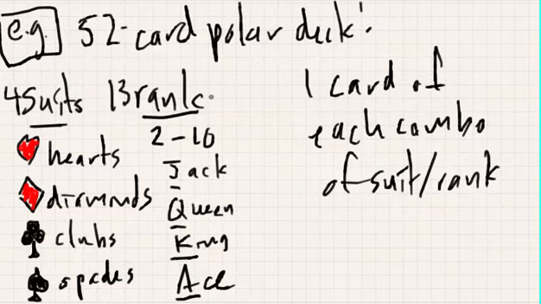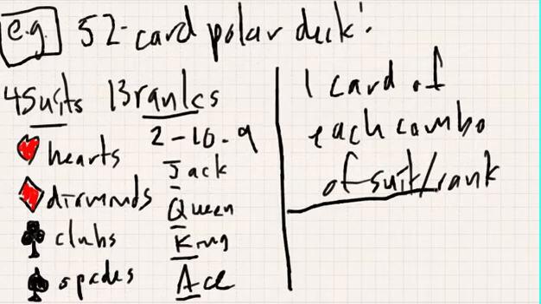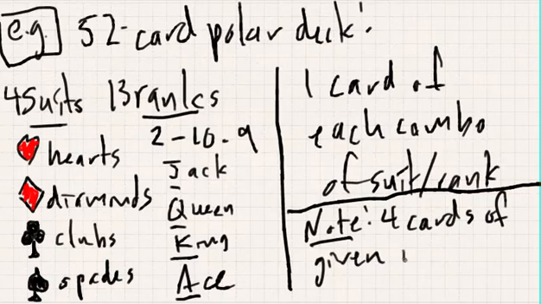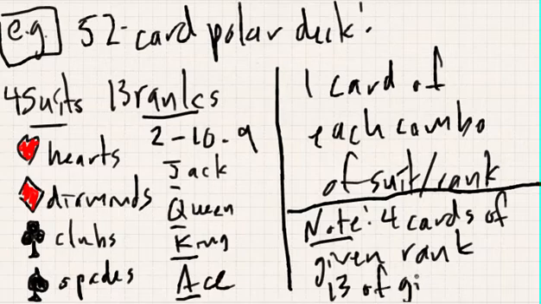and there are 13 total ranks, because there are 9 numbers between 2 and 10, and then 10, 11, 12, 13 total ranks. And let me just make this note. There are going to be 4 cards of a given rank, and there are 13 of a given suit. Okay. So get this down because this is just a typical thing.